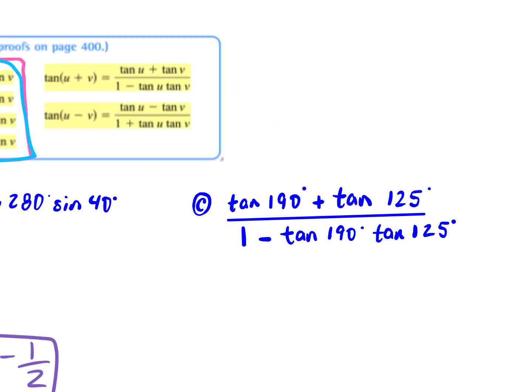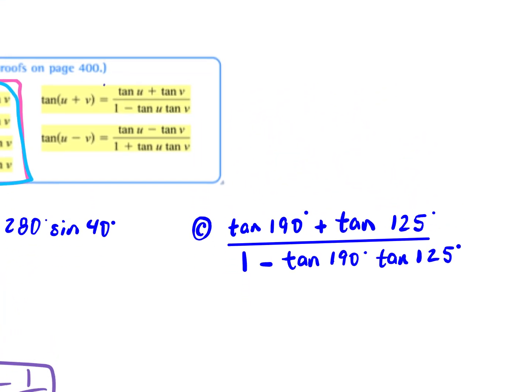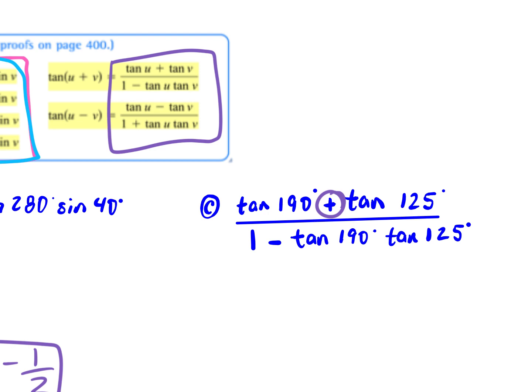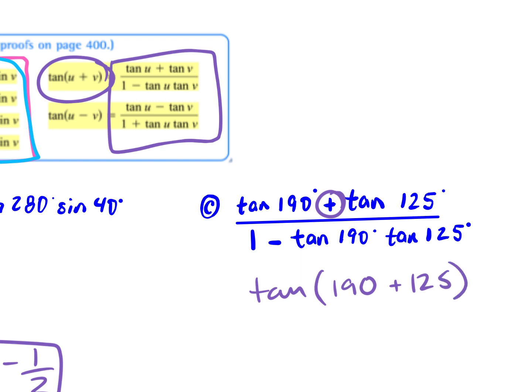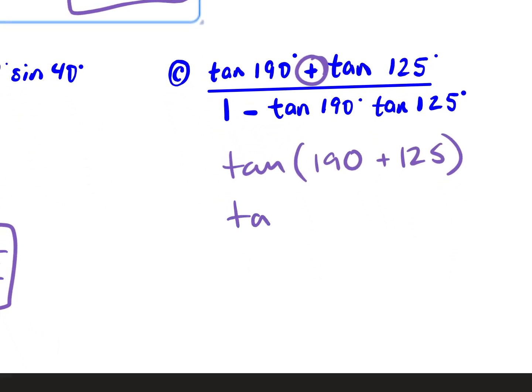All right, last one. So these we're looking at the tangents. So it's tangent and a plus on top. So which one am I using? Tangent of u plus v. So this will be the tangent of 190 plus 125. So what's 190 plus 125? 315. Tangent tells me I look at what values on the unit circle? Y over x. So I need to go to 315 and figure out what my y over x value is. So the tangent of 315 would be negative 1.